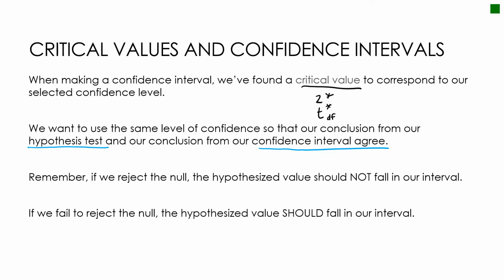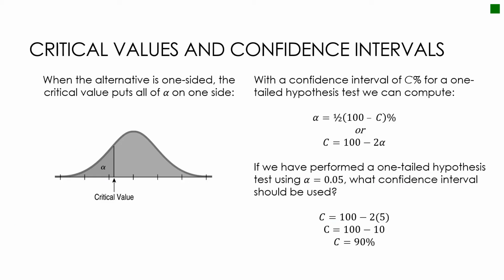So essentially, and again, this is just reminding you, if we reject the null, the hypothesized value should not be in the interval. If we fail to reject the null, the hypothesized value should be in the interval. So how do we make sure that the level of confidence we use is the same for both? Well, it changes based on the alternative hypothesis.